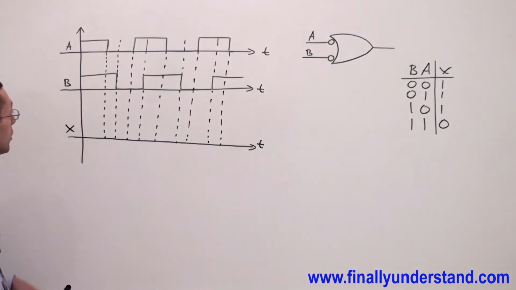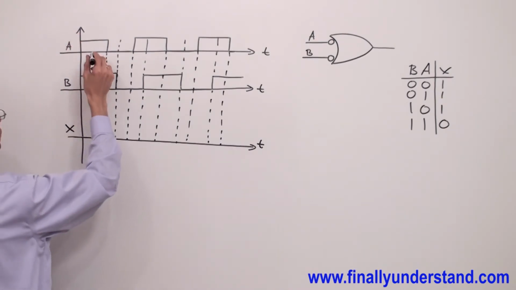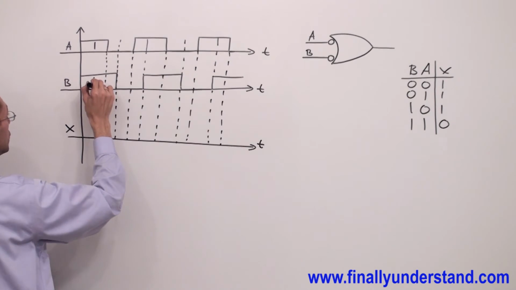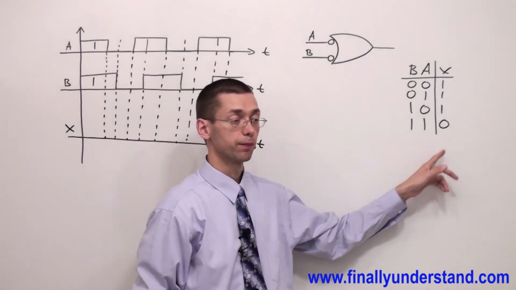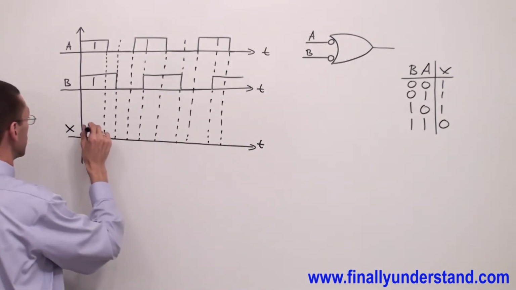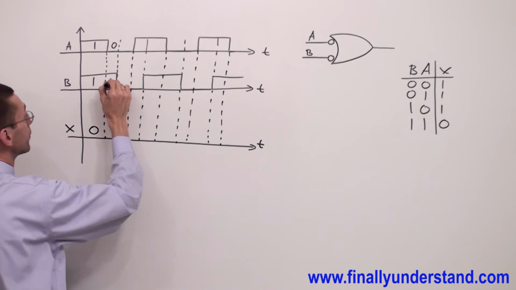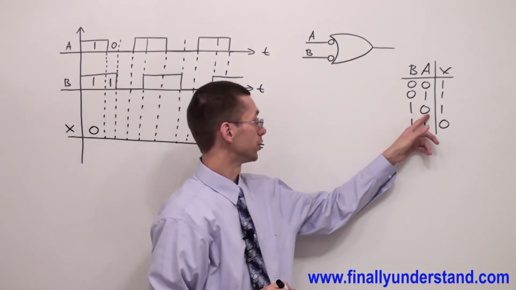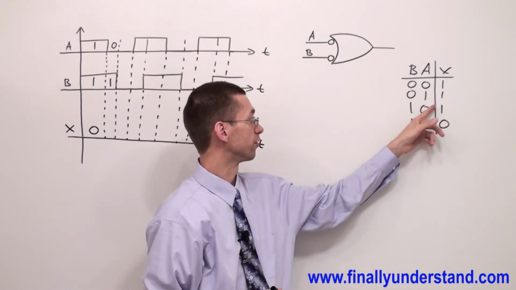Next, we're supposed to look at each column separately and notice that we have logic 1 and logic 1. 1, 1 will give me 0, that's why I'm going to write over here 0. 0, 1, or let's say 1, 0 is going to give me 1.